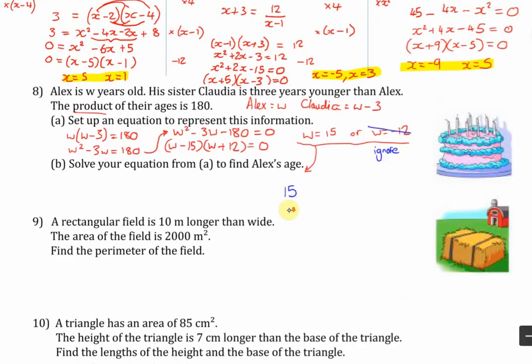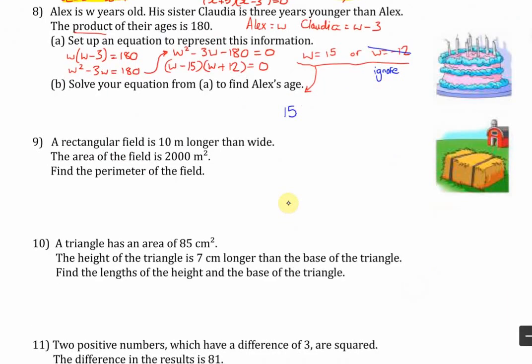Okay. Right, number 9. A rectangular field is 10 meters longer than wide. So if we call its width w, and we call its length w plus 10.